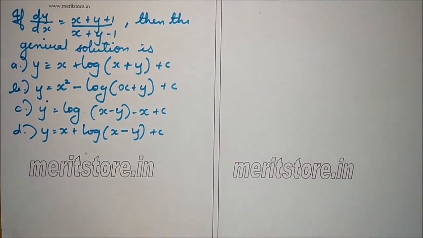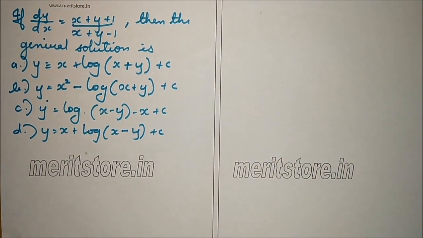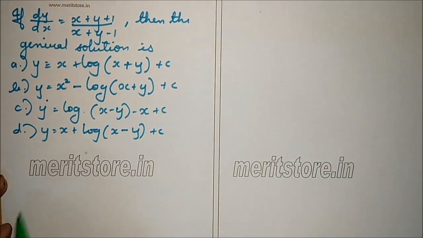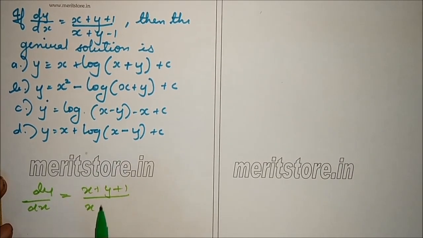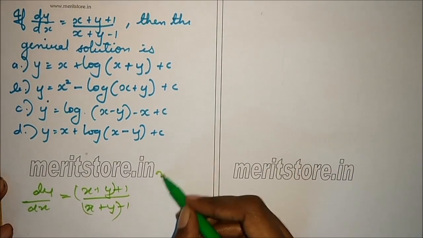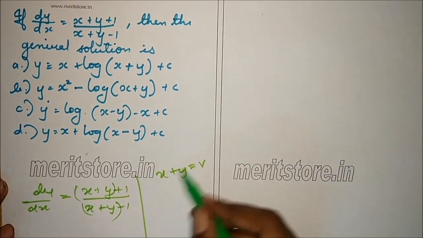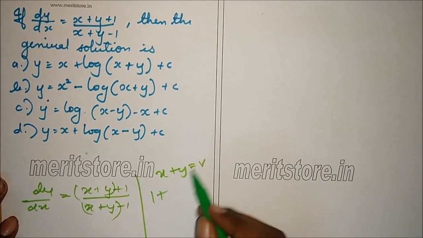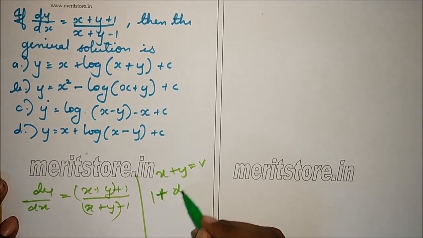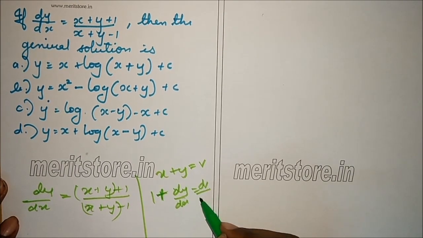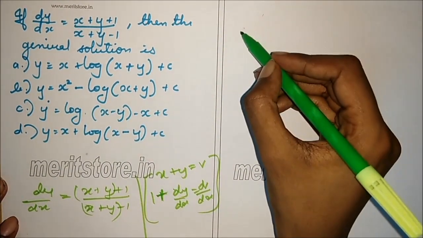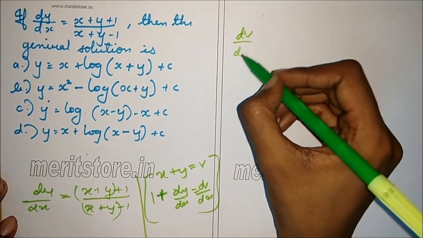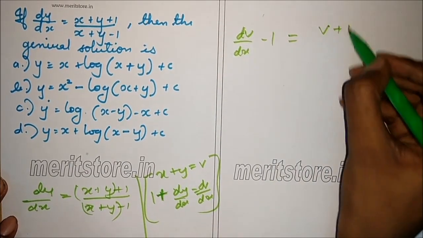If dy by dx equals x plus y plus 1 by x plus y minus 1, then the general solution is? So given is dy by dx equals x plus y plus 1 divided by x plus y minus 1. In this special case, we will be putting x plus y equals v. Differentiating this with respect to x, we get 1 plus dy by dx equals dv by dx. Substituting this here, dy by dx will be dv by dx minus 1, which is equal to v plus 1 upon v minus 1.